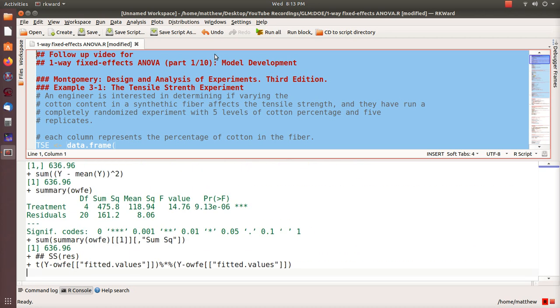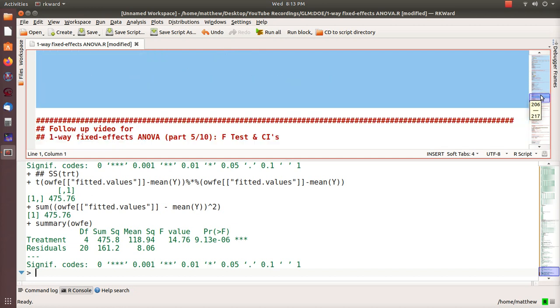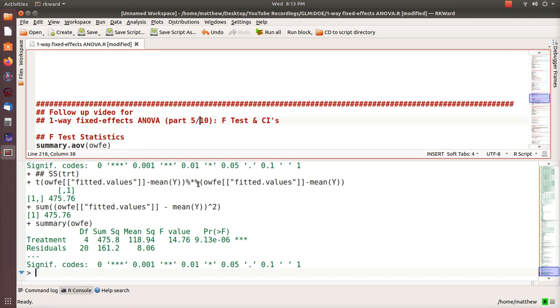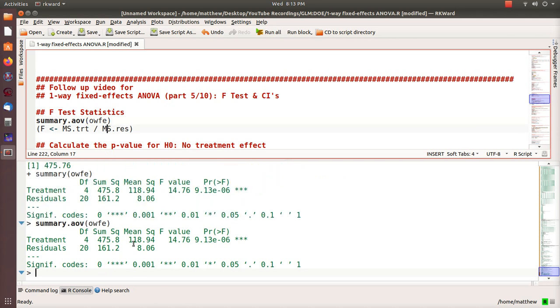And so I'm going to run parts 1 through 4, and then we'll arrow back down to part 5, which are the F-tests. Now, we've created an ANOVA model, and we've stored it in this variable OWFE, which stands for one-way fixed effects. And if we look at it, we get this summary here, which gives us degrees of freedom, sum of squares, mean squared, an F value, and a p value. And in parts 3 and 4, we derived each of these values. And we're not going to do that here.